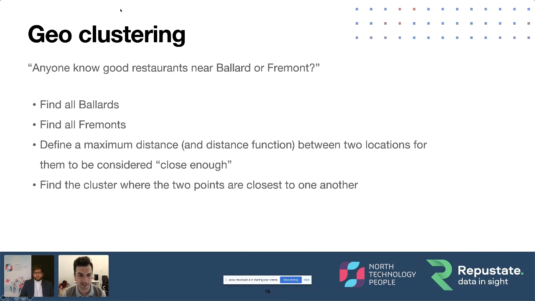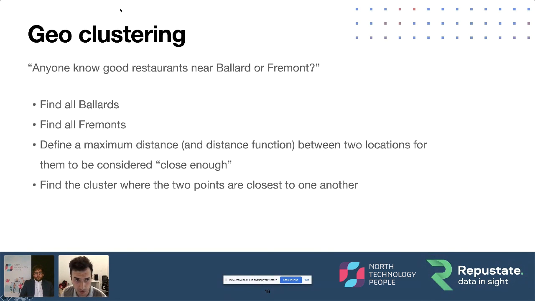It's not entirely unbounded. So once you have a maximum distance and a distance function, now you can start to find the clusters where two points are close to one another, and then of all those clusters, find the one where they're the closest. And then, again, we rely on probabilities and some common sense, and we could say, yeah, that's probably the two locations that a person was referring to.